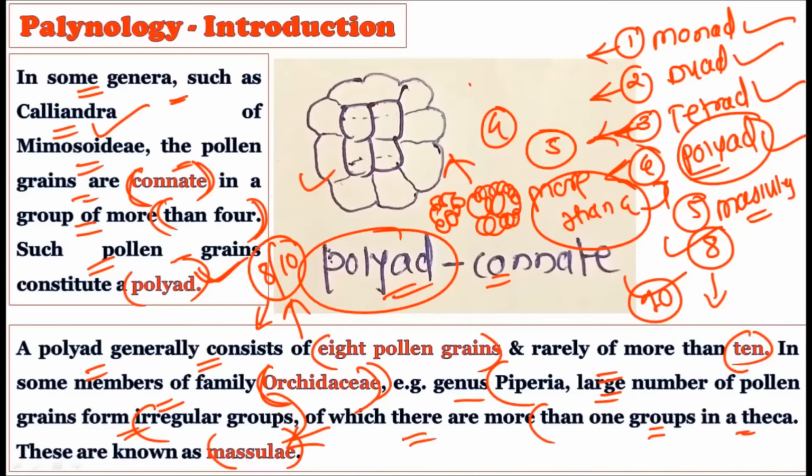So all these terms, massulae, polyads, tetrads, dyads, and monads, you should have a clear-cut idea about. Because these are an integral part of palynological studies, and in palynological studies these terms are often asked. During the MCQ examination, the majority of the time these terms can be seen, that which kind of plant produces which kind of pollen grain.